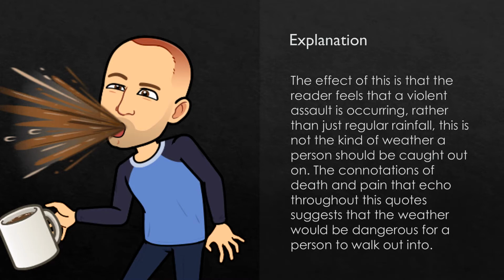Okay, finally we have our explanation. So this is when I'm trying to tie it all together. The effects of this is that the reader feels that a violent assault is occurring, rather than just a regular rainfall. This is not the kind of weather a person should be caught out on. The connotations of death and pain that echo throughout these quotes suggest that the weather would be dangerous for a person to walk into. Now, you might find that my answer is a little bit repetitive, but it's kind of covering all bases, and it's just making sure that my answer is as clear as possible.